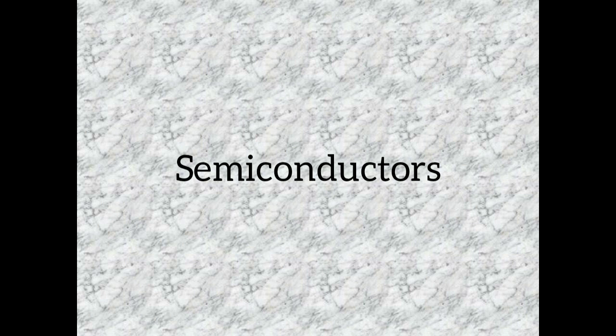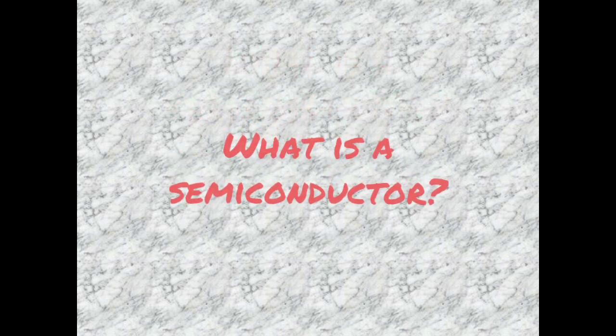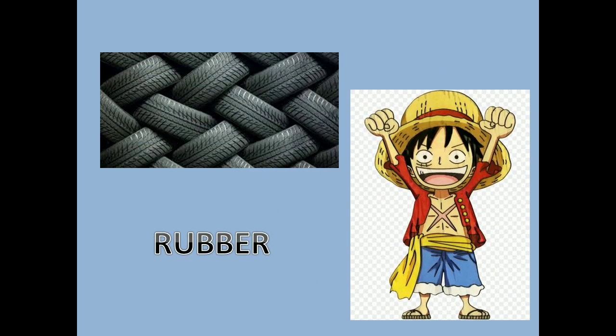Semiconductors. What is a semiconductor? A semiconductor has properties in between an insulator and a conductor. Insulators do not conduct electricity and consist of nonmetals. One of the most effective electrical insulators is rubber.